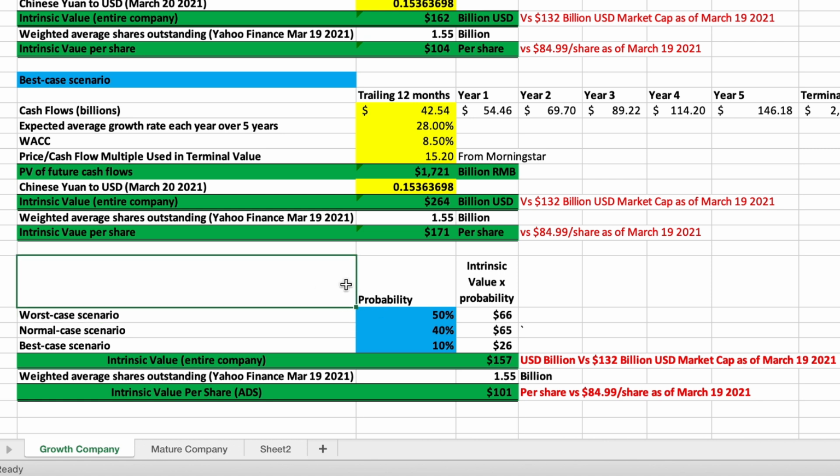If we multiply all these probabilities by the intrinsic values, then we can estimate that JD's intrinsic value as a whole company will be approximately 157 billion, compared with its current market cap of 132 billion. And if we divide this by 1.55 billion shares outstanding, we can estimate that JD's current intrinsic value per share will be approximately $101 per share, compared with its current stock price of $85 per share as of March 19, 2021. All this means that JD stock is slightly undervalued right now based on my estimates.